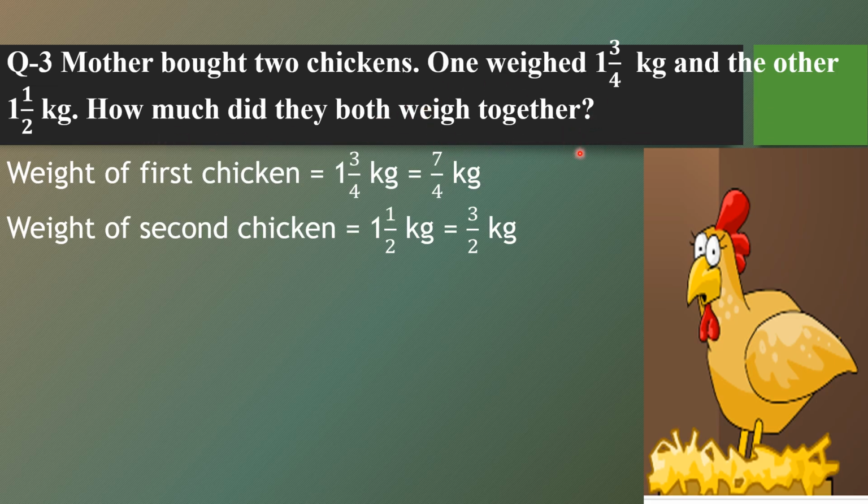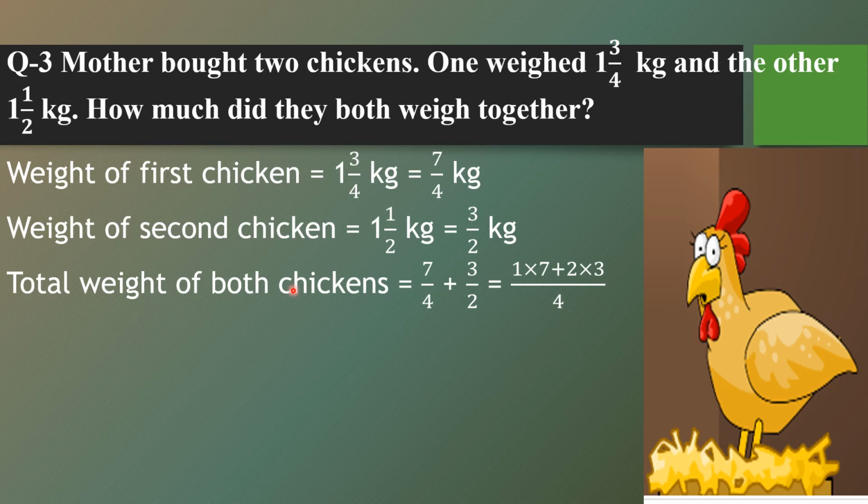It means total weight, and total weight of both chickens equals, we need to add them, 7 by 4 plus 3 by 2. Here what is the LCM of 4 and 2? 4. So we will write 4 here and we will solve. 4 ones are 4. We will write 1 multiply this numerator 7 plus 2 twos are 4. It means we will write 2 here multiply this numerator 3. Now we will do multiplication first. 1 sevens are 7 and 2 threes are 6. So here it is 7 plus 6 by 4. Now we will add this. 7 plus 6 equals 13 by 4, which equals 3 and 1 by 4 kilogram as a mixed number.